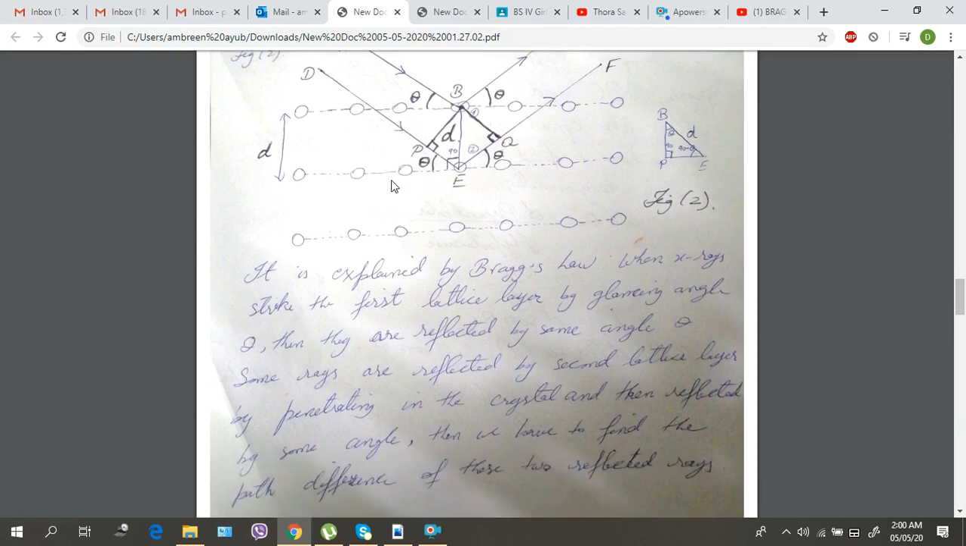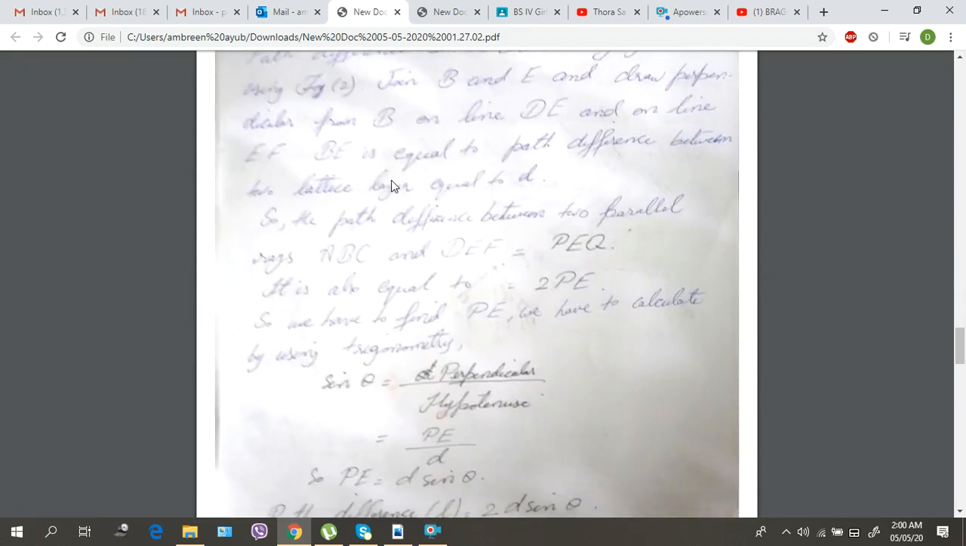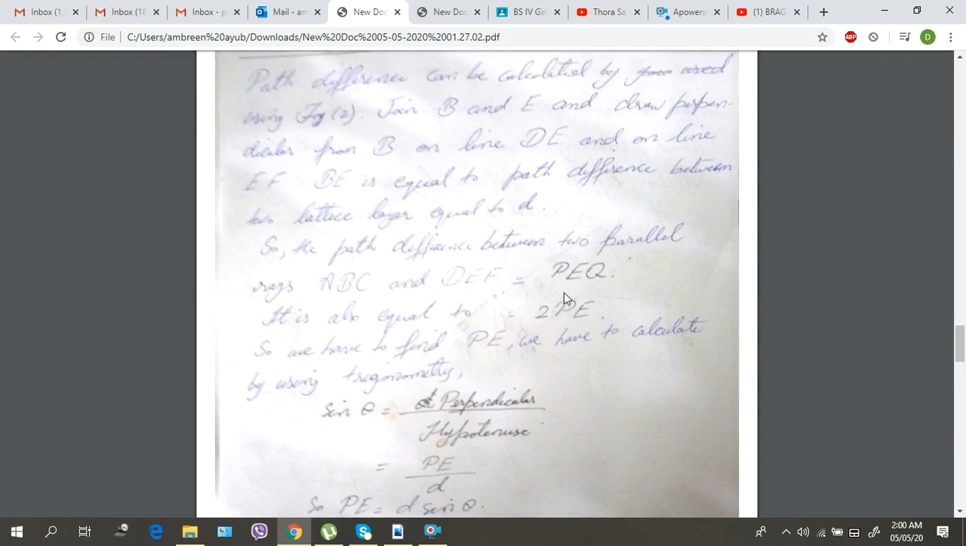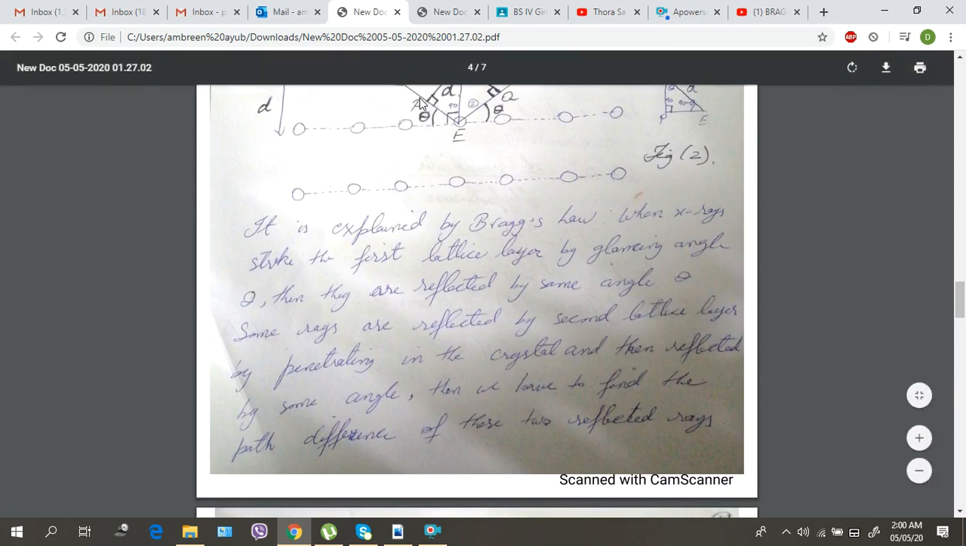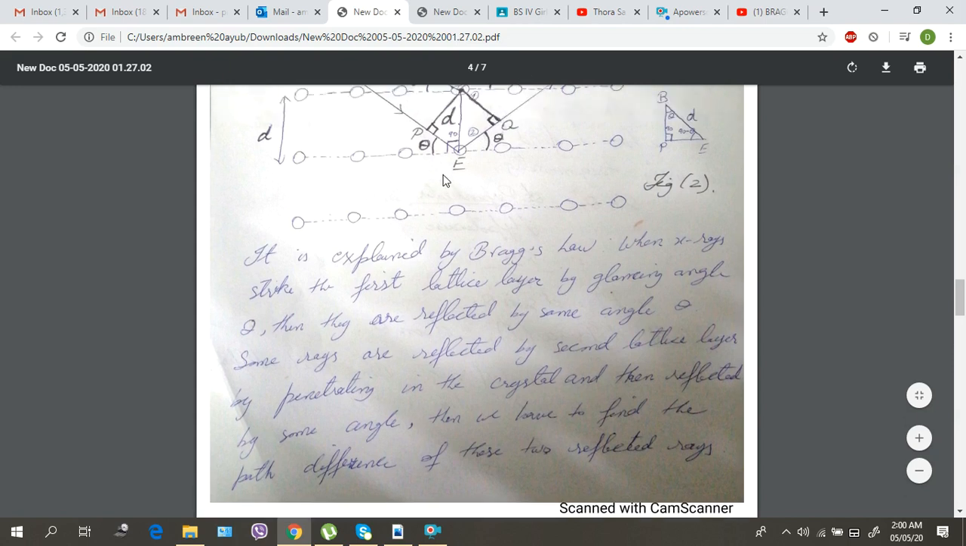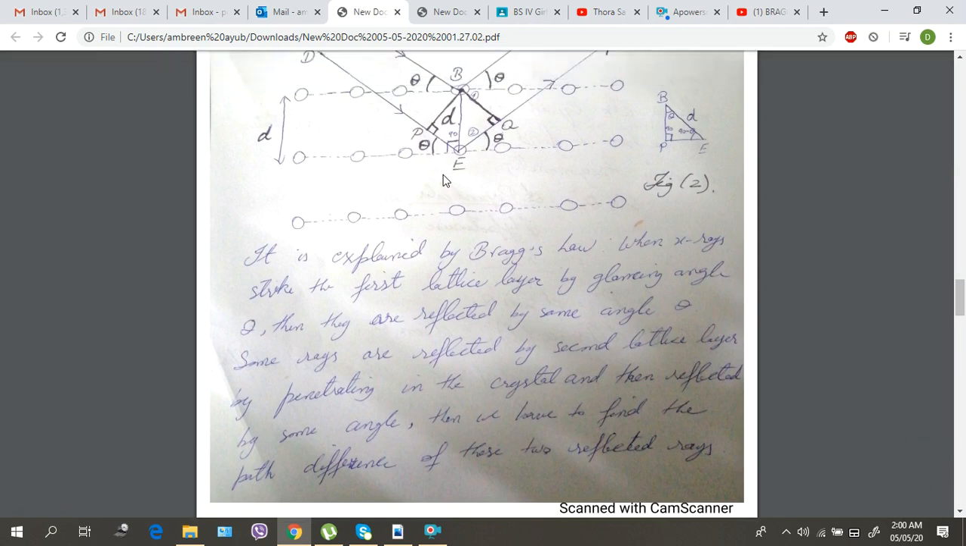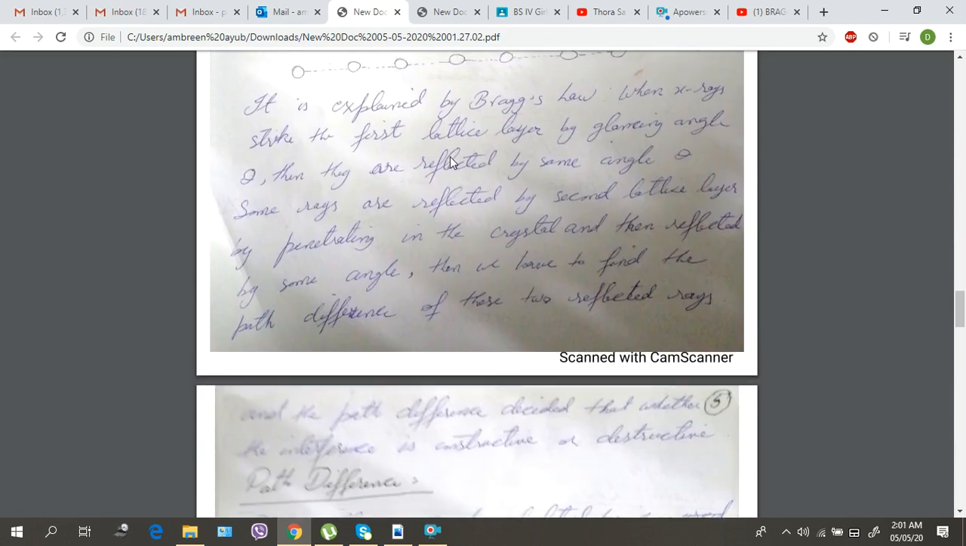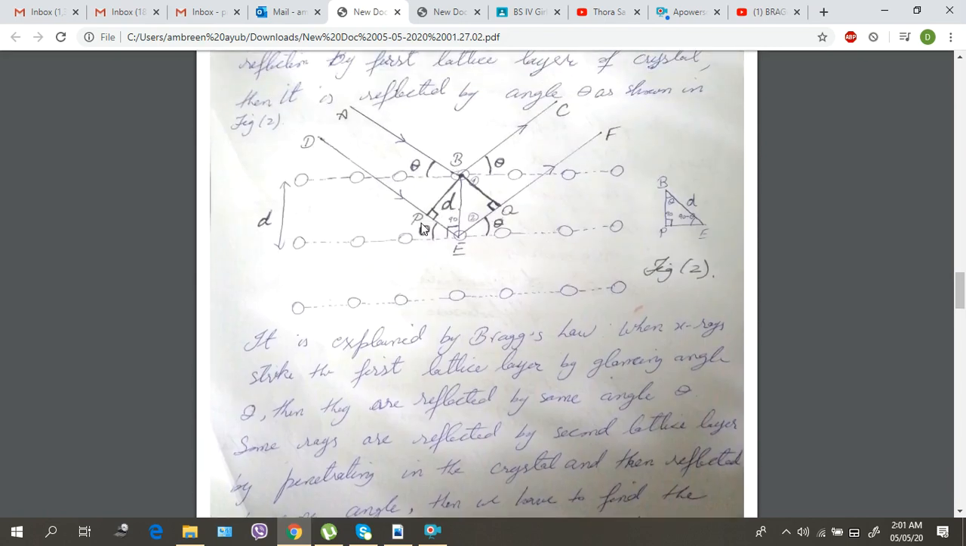Clear, students? Now PEQ is also equal to 2PE, as you know that PE is equal to EQ. Both PE and EQ are the same, so we can write it this way, that it is equal to 2PE. We can also write 2EQ, but here we are writing that it is equal to 2PE. So we have to find out this PE.